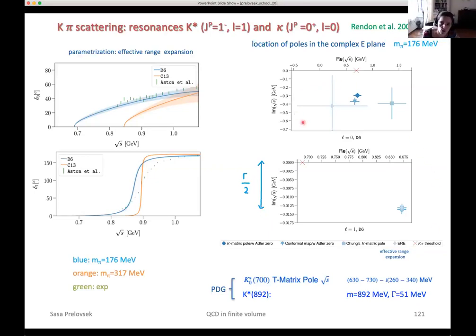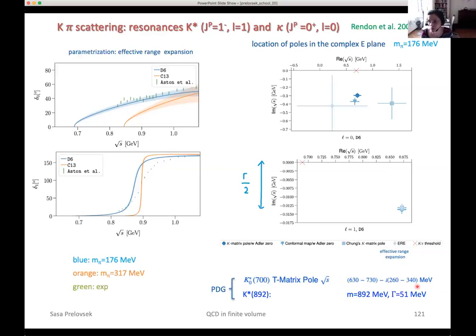Well, what about for this one? Although this phase shift never passes 90 degrees, they find a pole. But the position of this pole strongly depends on how they parameterize this scattering amplitude. This is just one parameterization. There are other parameterizations. So here they conclude that, okay, there is a resonance, but the determination of the pole location is kind of ambiguous. And this is the location of the pole, this kappa resonance from PDG. You see, it's quite uncertain also.